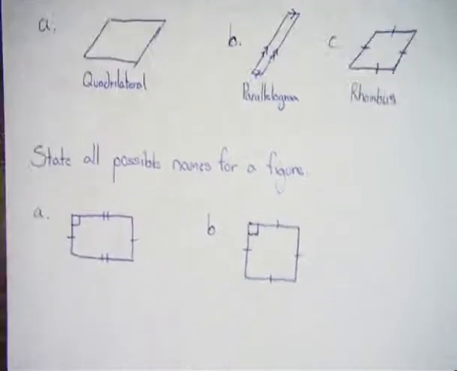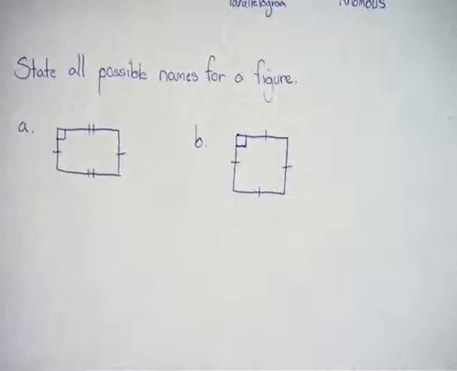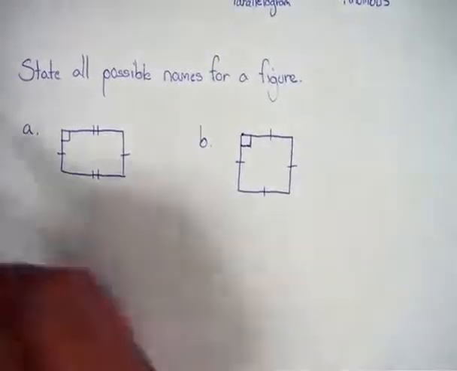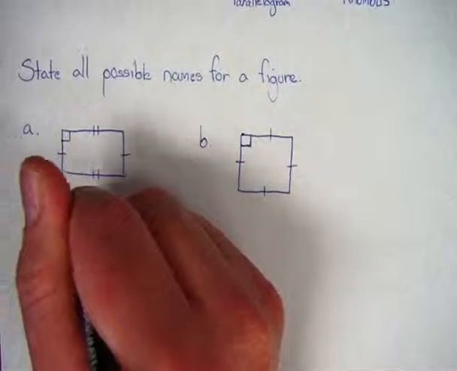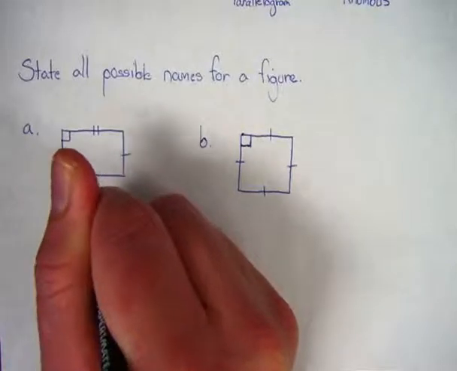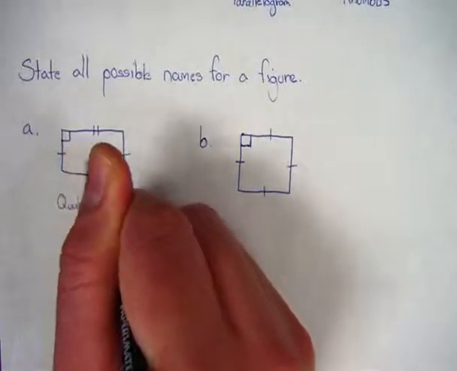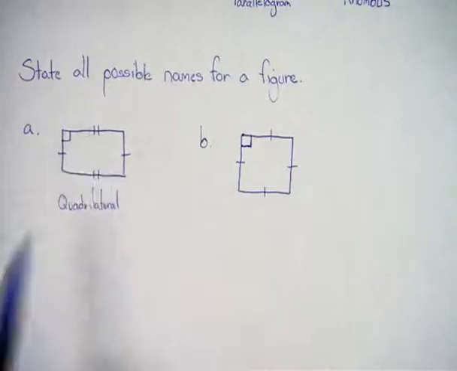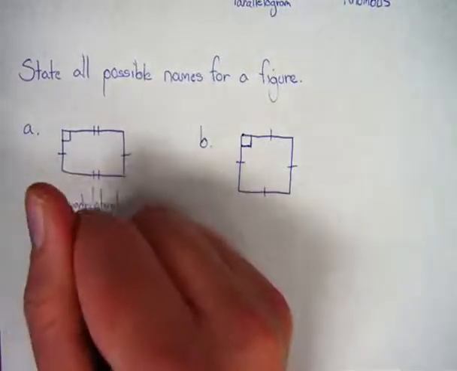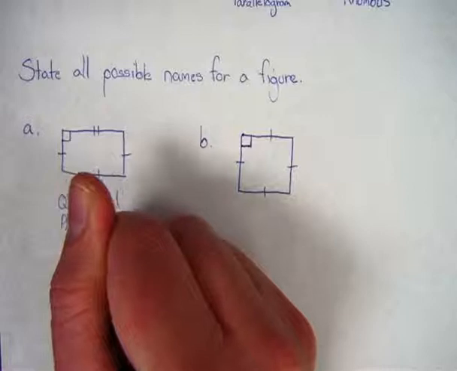Alright, for this part down here, state all the possible names for a figure. Well, let's just go through the list and see what we can say. This is a quadrilateral. It does have 4 sides, so I can say it's a quadrilateral. It is a parallelogram because opposite sides are congruent, so we can say it's a parallelogram as well.